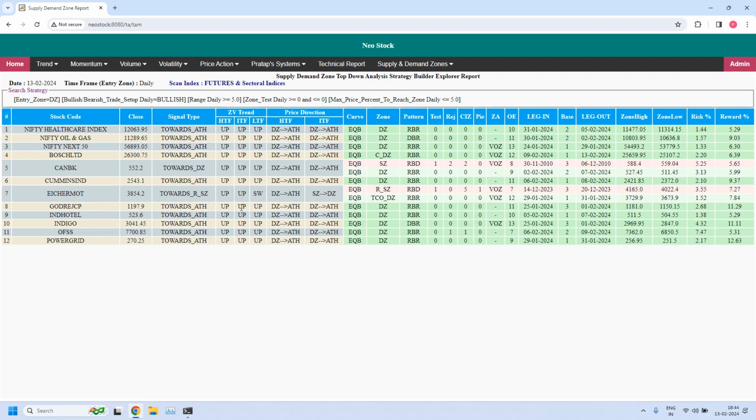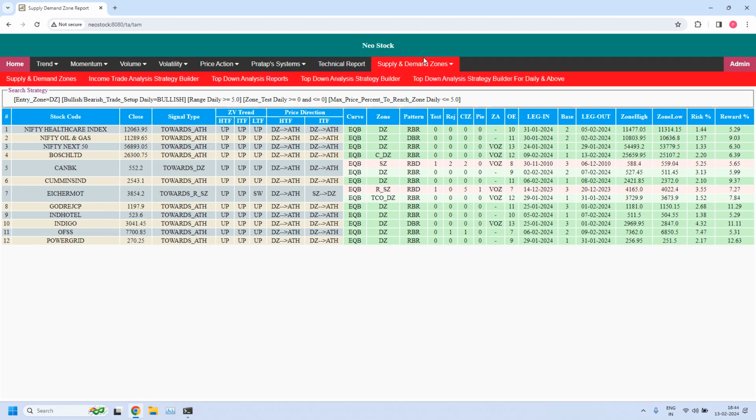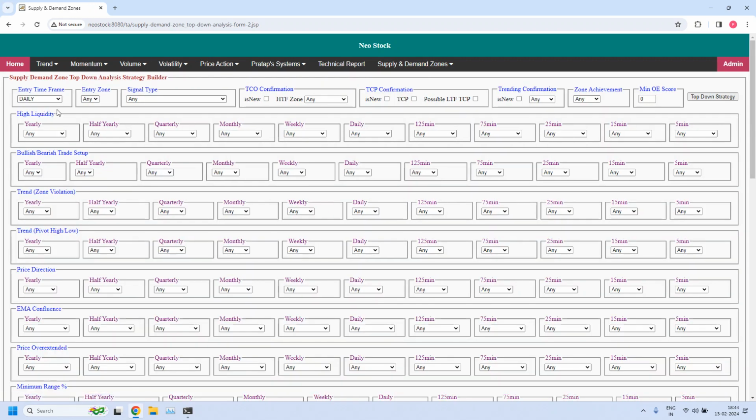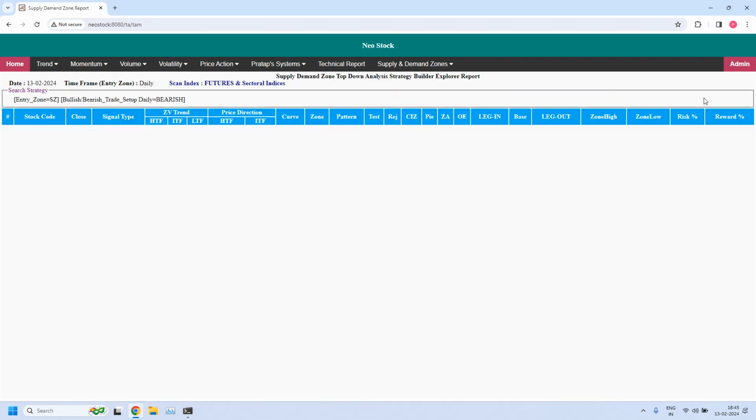Now let us see the bearish trade setup for monthly income trade. So the entry time frame is daily, that is the LTF time frame. And the LTF zone should be supply zone because it is a bearish trade setup. And in the bullish or bearish trade setup parameter, at daily we are selecting bearish. Let us filter. No stocks are there.